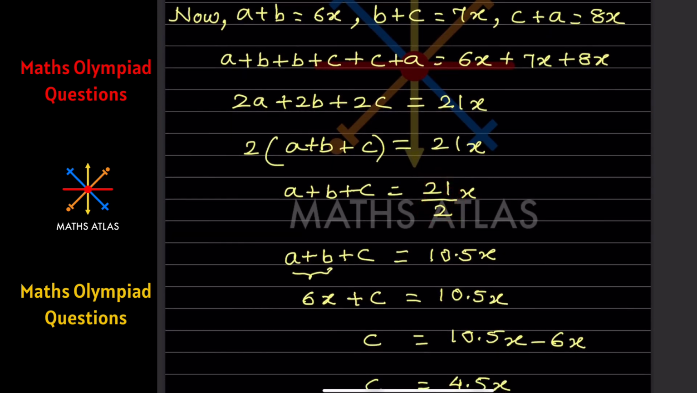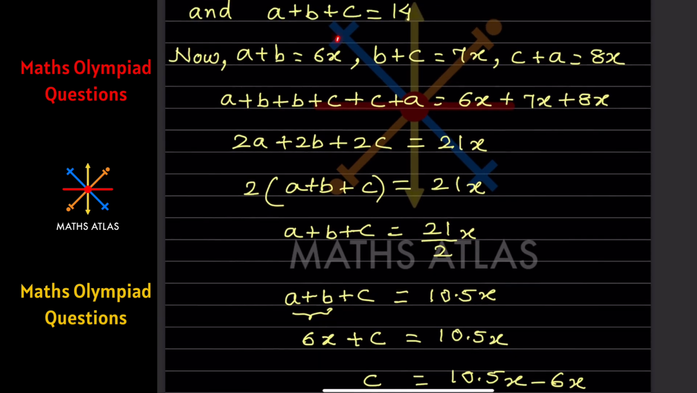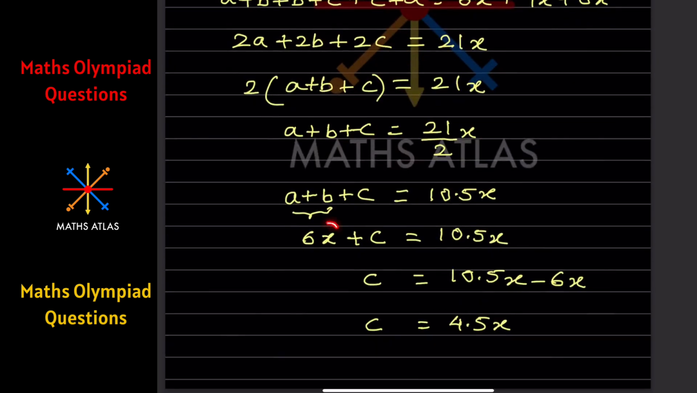So now here we have A plus B is 6x. So let us put this 6x below this one, and C will be as it is, and this is 10.5x. So we'll get the value of C in terms of x. So this will be 10.5x, and when this goes to the other side, this is plus, it will become minus 6x. So C is going to be 10.5 minus 6, that is 4.5x.